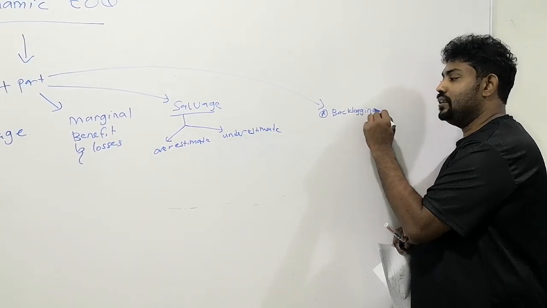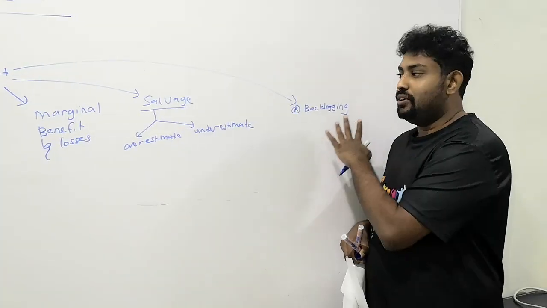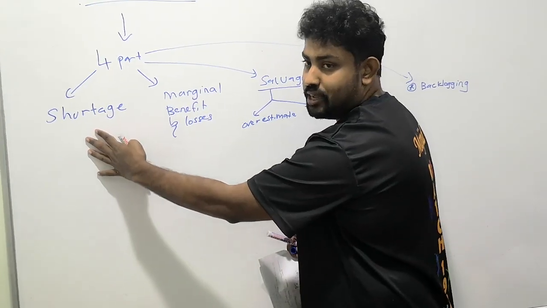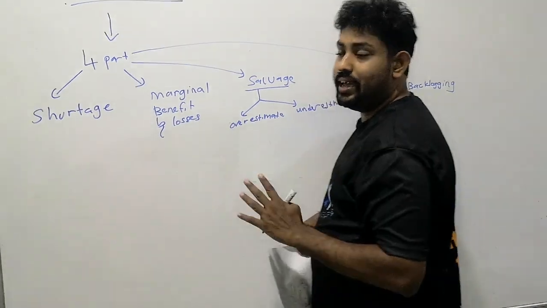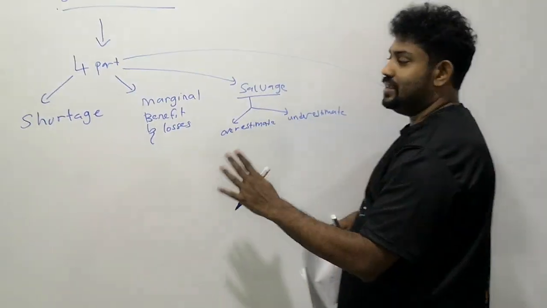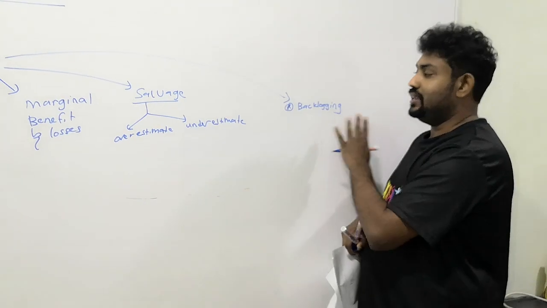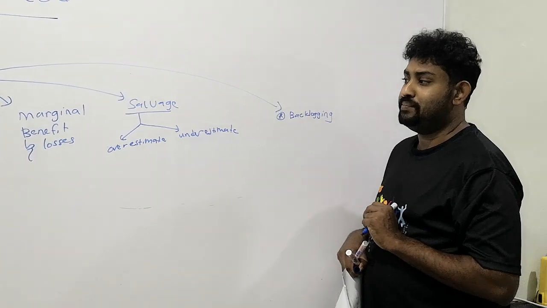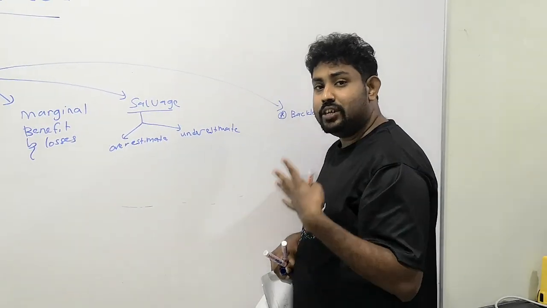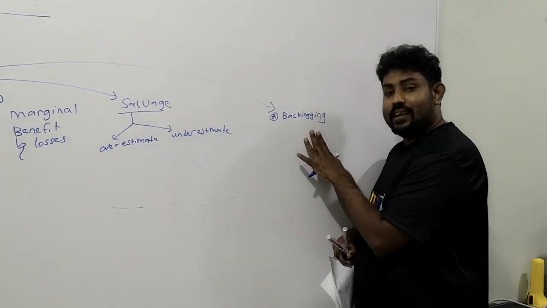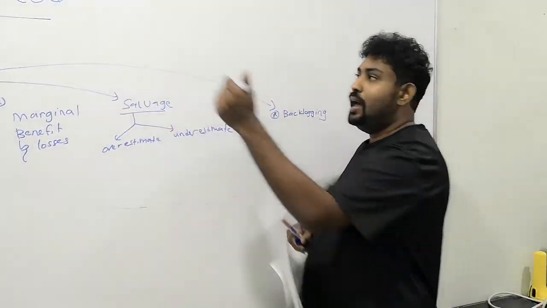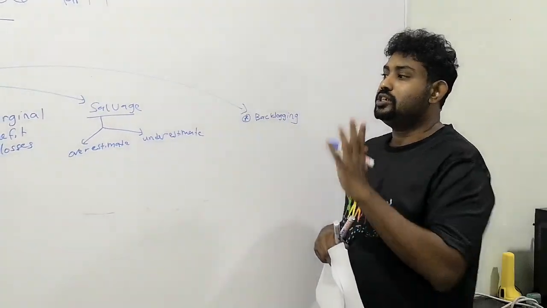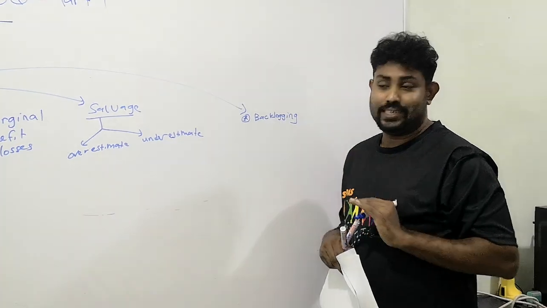Before we understand backlogging and the procedure to use it, we need to understand shortage first. That's why for today we are going to look at shortage, and over the next few weeks we will look at the other titles after shortage, especially marginal benefit and salvage. I can finish it in 1 week, and backlogging will take another week. So for dynamic EOQ part 1, we will look at it for the next 2 weeks.